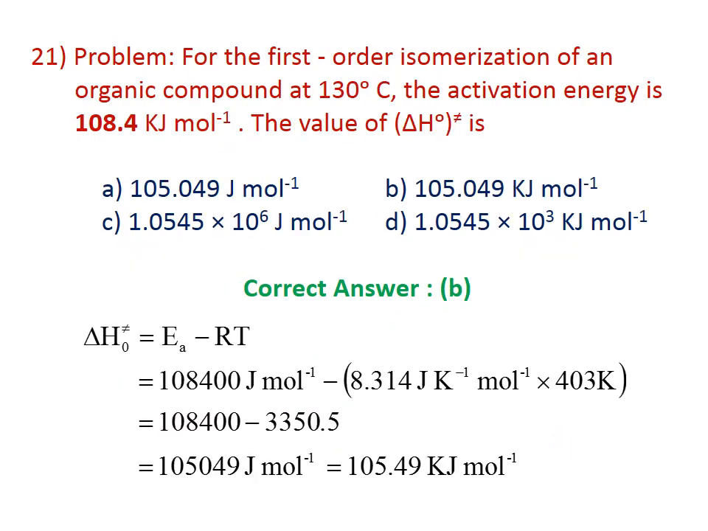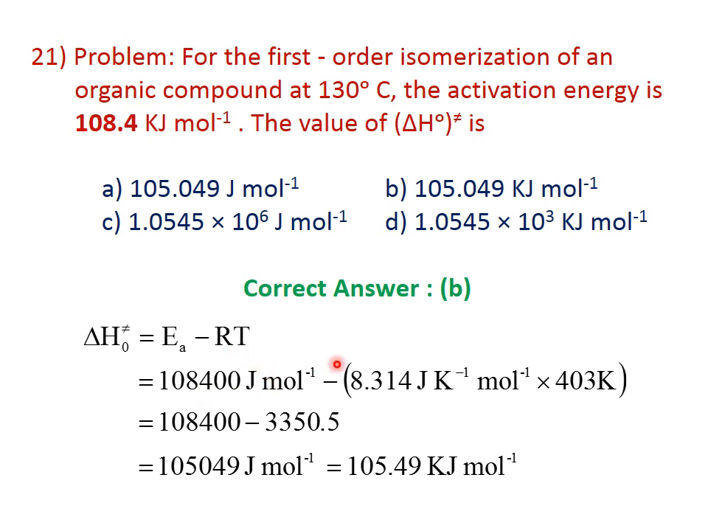Question number 21. For the first order isomerization of an organic compound at 130 degrees C, the activation energy is 108.4 kilojoules per mole. The value of delta H. Since this is a first order reaction, the relation between delta H and EA is delta H will be equal to EA minus RT. This is for a first order reaction. EA is known.